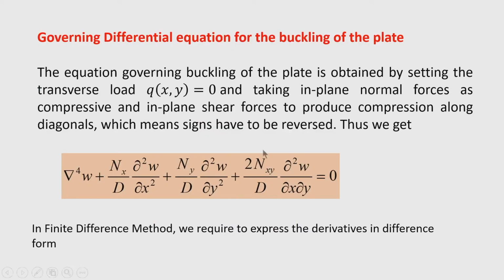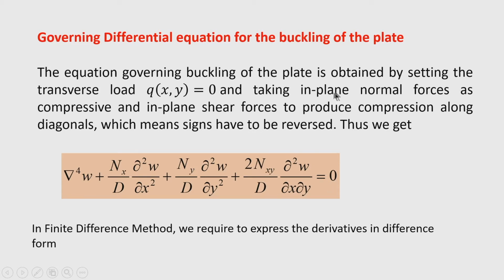As you know, the differential equation of the plate subjected to axial compression Nx and Ny and the in-plane shear Nxy is given by this equation, that is del 4 w plus Nx by D del square w by del x square plus Ny by D del square w by del y square plus 2 Nxy by D del square w by del x del y equal to 0. And there is no transverse load because buckling is a homogeneous problem.